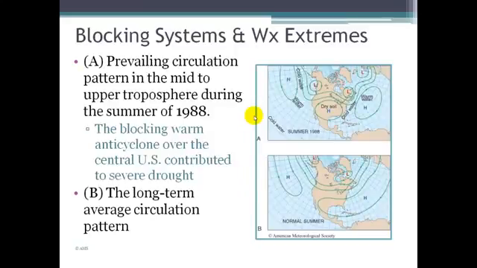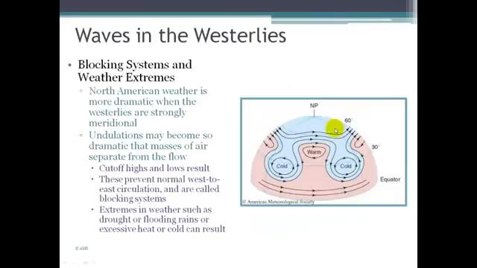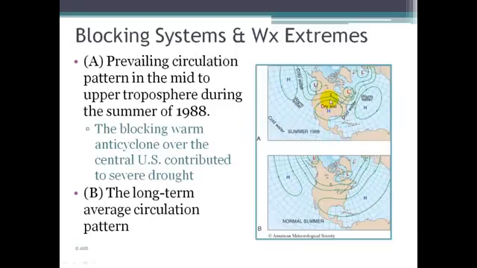In the top picture in A, this is from 1988, which some of you may remember, some of you may not. There was a severe drought, and the drought was caused in part, it was in the summer, because of this breakaway pattern that we had with this high pressure cell here, and it just kind of camped out over the central part of the United States.